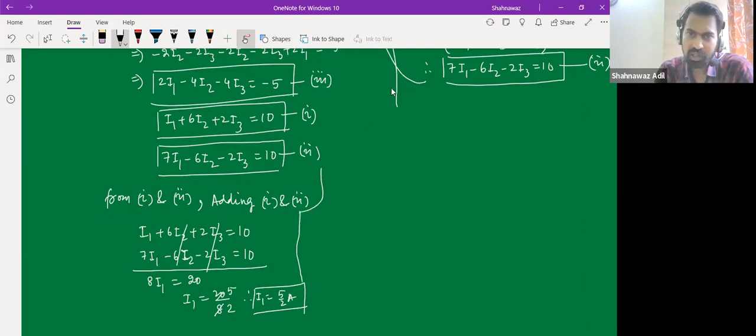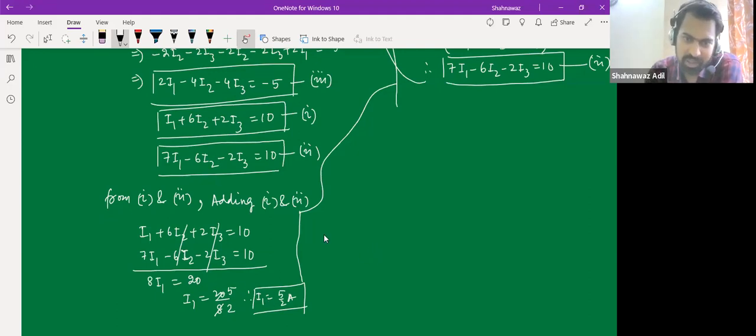Otherwise, if this was not cancelling, what we have done is that we only cancel this one, and then from first and third we cancel this one again. So I3 would be getting cancelled, and then we use a two variable equation. So this was the idea, but luckily this I2 is also cancelled. So our work is getting correct.